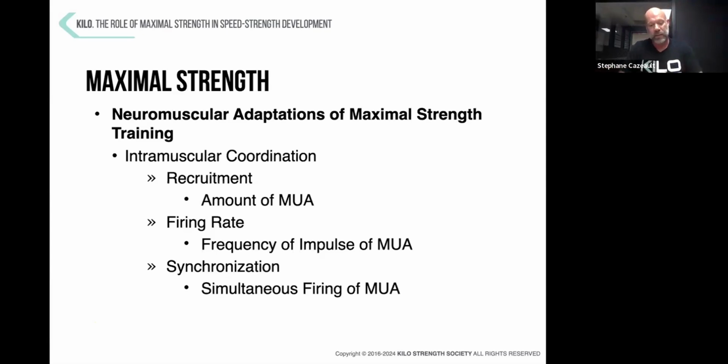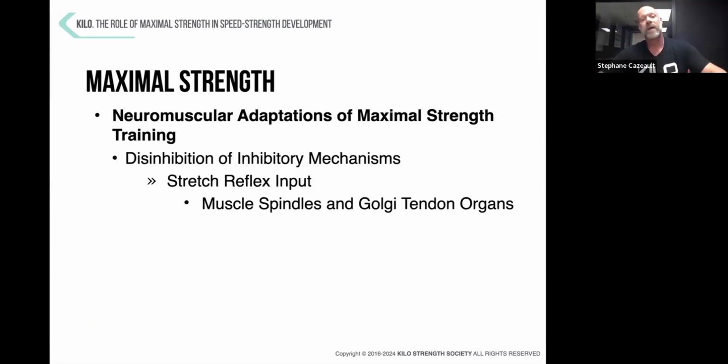So your ability to recruit simultaneously a wide range of motor units within a specific muscle. Okay, so this is very important. Intramuscular coordination, in my opinion, is at the core of why maximal strength training is so important for speed strength development. There's also impact on inhibitory signals.